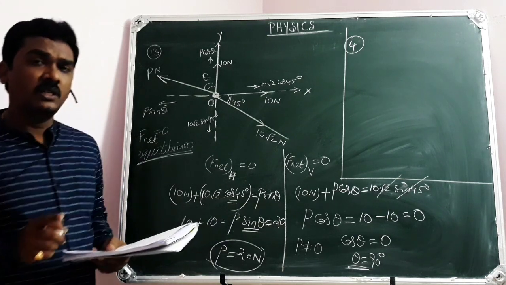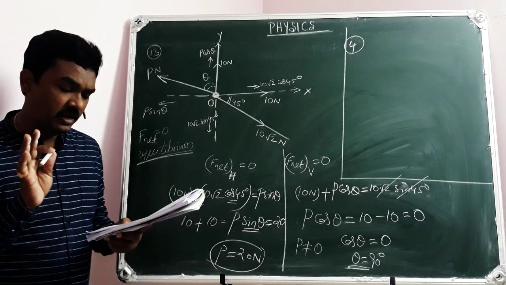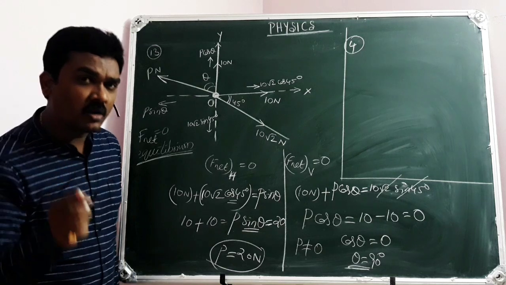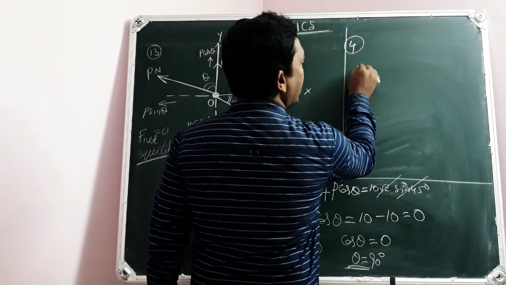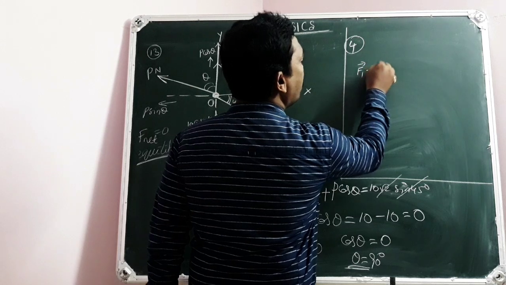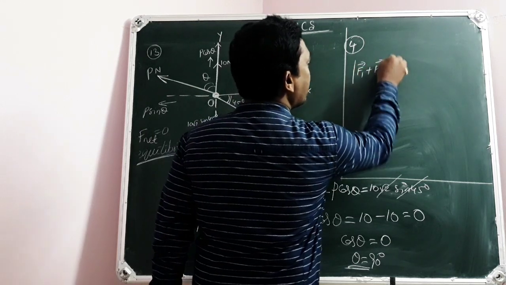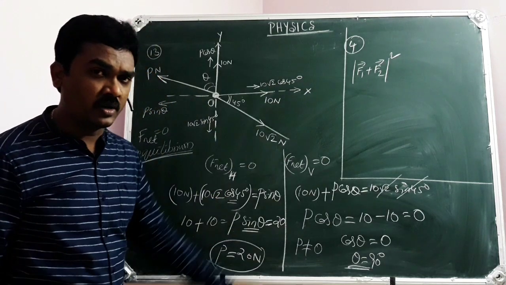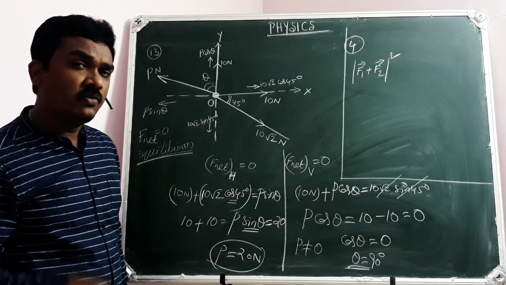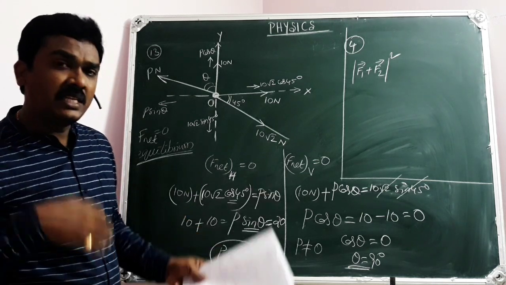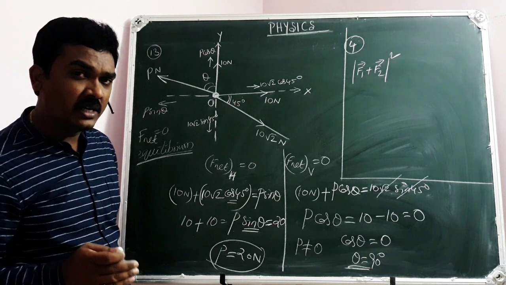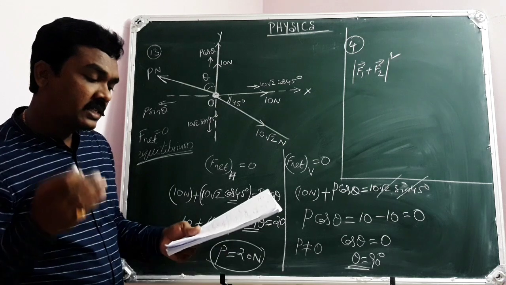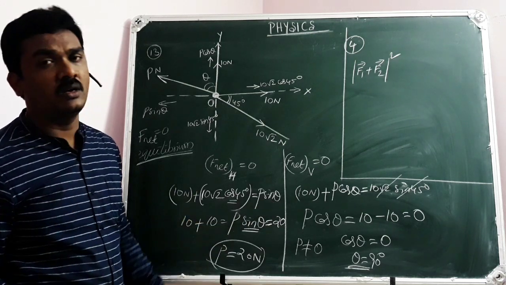In the 4th question there are two forces, F1 and F2. Here the square of their resultant. The resultant means F1 bar plus F2 bar. The square of their resultant, so modulus of F1 bar plus F2 bar whole square, exceeds by 12. By whom does it exceed? It exceeds by 12 when those are perpendicular.